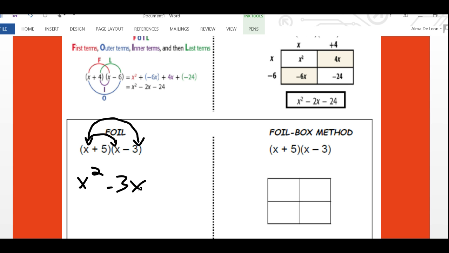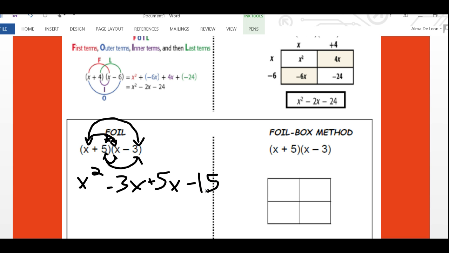I stands for inner. That means that we are going to multiply the terms that are on the inside part of our parentheses. In this case, 5 and x are on the inside of our parentheses. 5 times x is the same thing as 5x, so plus 5x. And then last means you're going to multiply the last terms in your parentheses together. The last term in the first parentheses is 5, and the last term in the second parentheses is -3. 5 times -3 is -15.